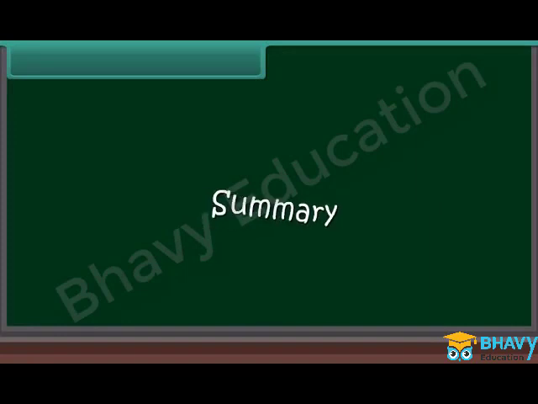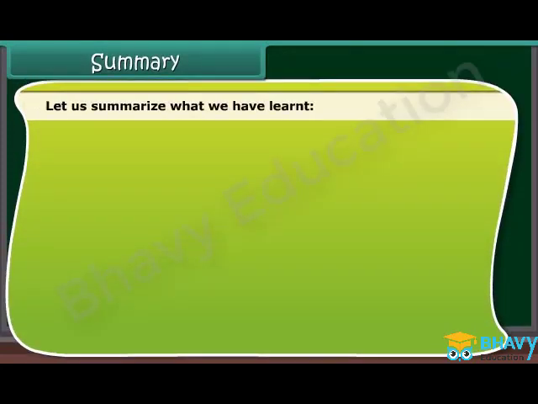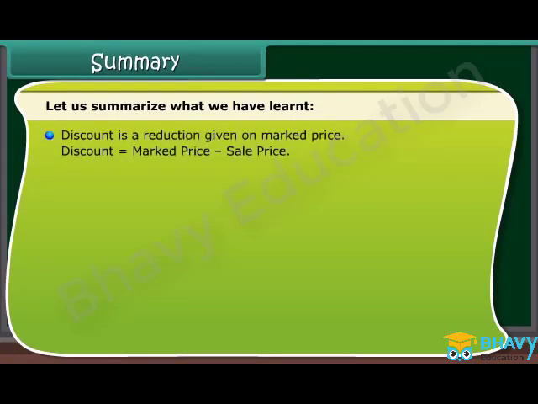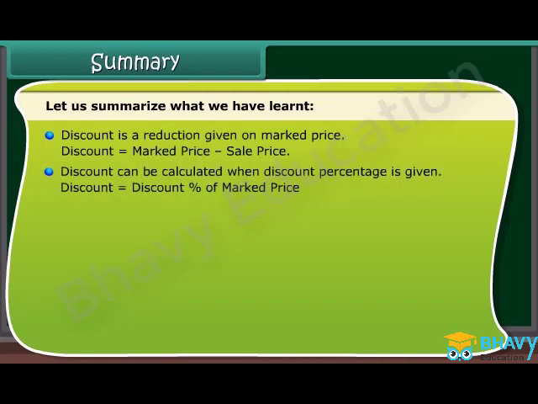Summary. Let us summarize what we have learned. Discount is a reduction given on the marked price. Discount is equal to marked price minus sale price. Discount can be calculated when the discount percentage is given. Discount is equal to discount percentage of marked price.